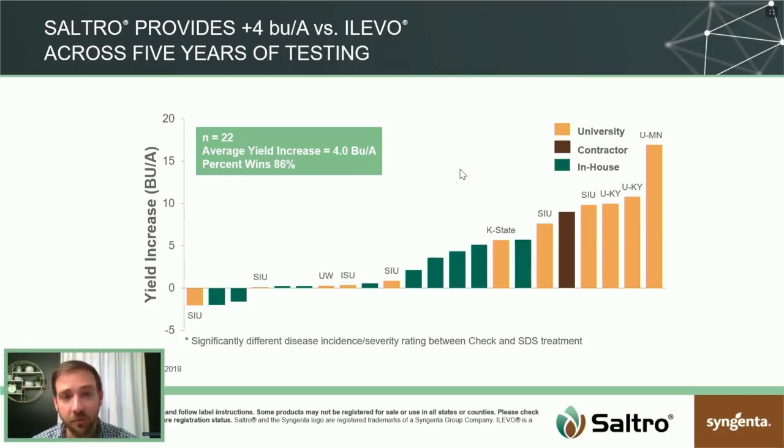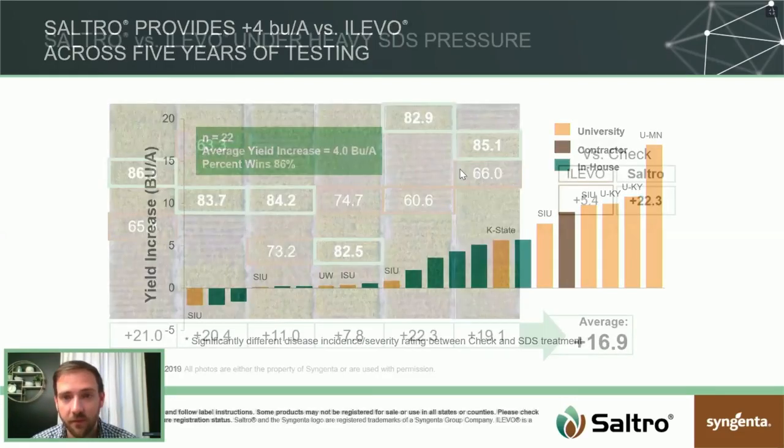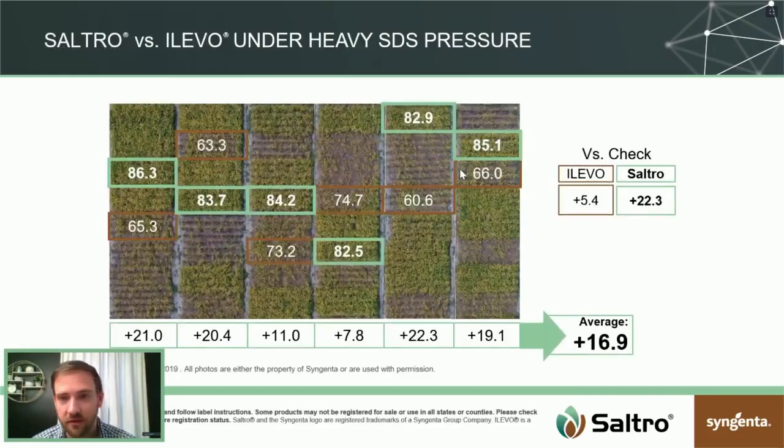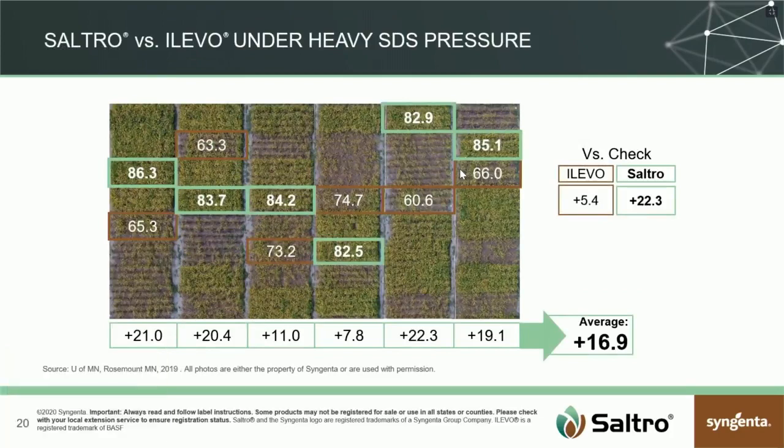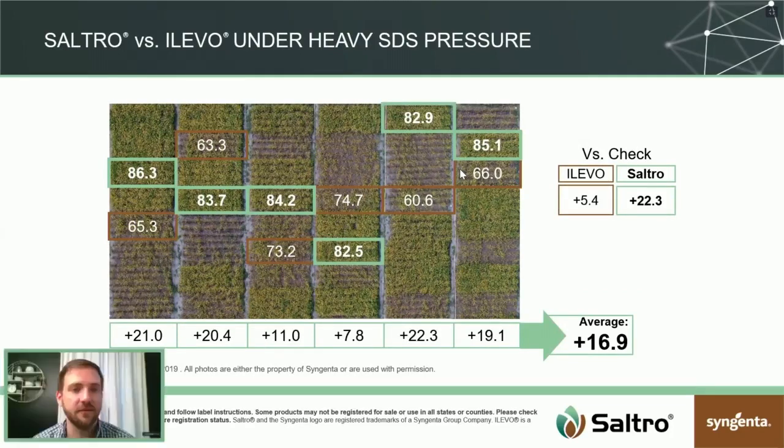So 4 bushels an acre, 270 kilograms per hectare improvement over the market standard is pretty exciting. But if we look at the next slide, this is one trial in particular. Not to be expected on every acre, but I think this one really shows a separation between the two products. What we're looking at here on the screen, in the brown boxes, is 6 reps of a university trial. This came out of the University of Minnesota.